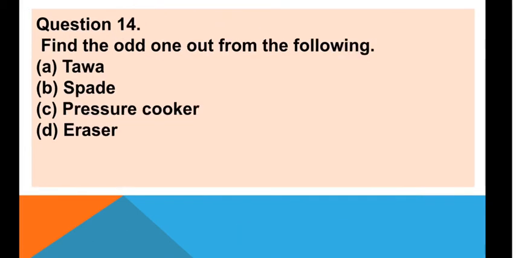Now we have question number 14. Find the odd one out from the following. Option A tawa, option B spade, option C pressure cooker, option D eraser. Okay. So as we know that the eraser is made of rubber, while tawa, pressure cooker and spades are made up of metal. So the correct answer will be eraser.